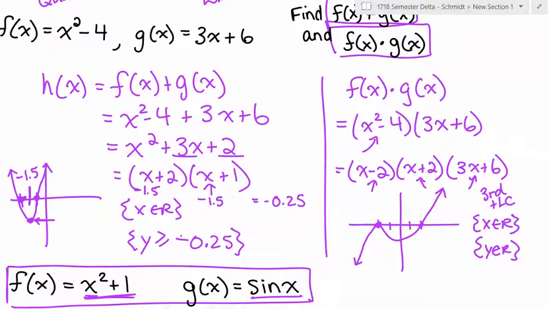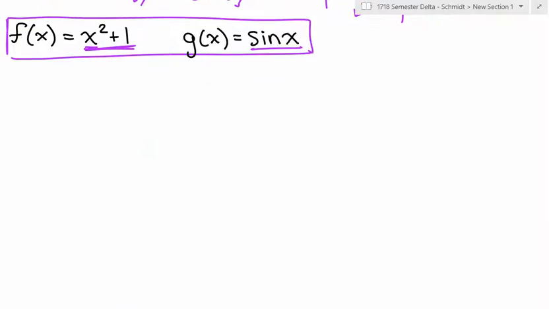Alright, moving on. Let's try this one. f of x equals x squared plus 1, g of x equals sine x. Let's try to find f of g of x. So that just means I take my function f of x, so x squared plus 1, and then instead of an x, I'm actually just going to sub in the g of x part. So that's sine x.